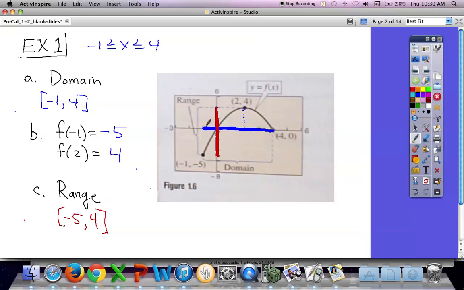Okay, f of -1. If x is -1, then you go down to the graph and then follow over to the y-axis. That's the value of the function. Right. f of 2 means x equals 2. So go over to x is 2, up to the graph, over to the y-axis. That's the value of the function.